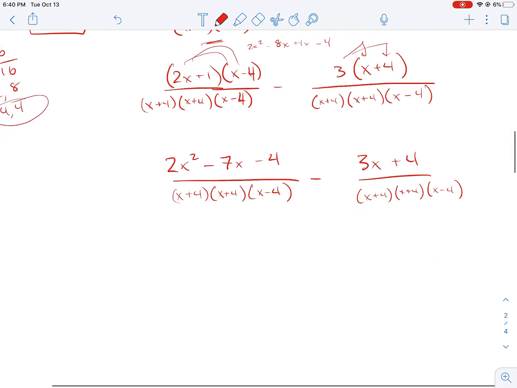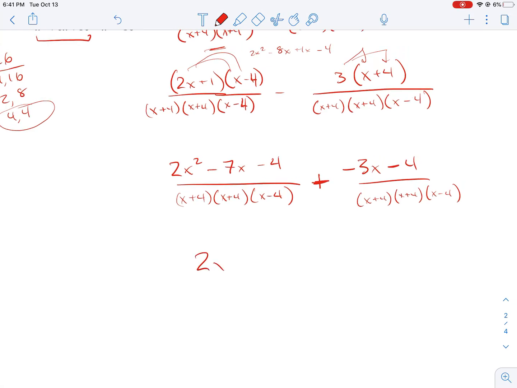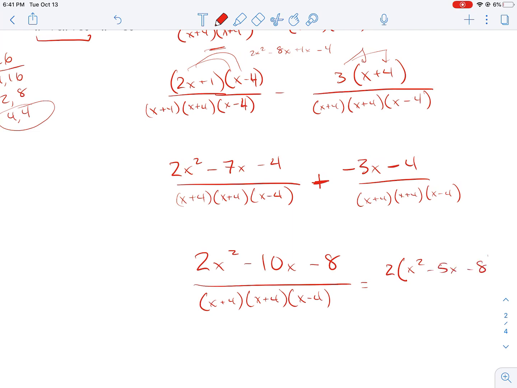Now we're ready to combine like terms. What I'm going to do first is distribute this negative sign. So I'm going to change all the signs in here. I change this to a plus, and I change everything to a minus. Now let's put some things together. 2x squared minus 10x, and a negative 4 and negative 4 is a negative 8 all over. Let's take out a GCF here. So x squared minus 5x minus 8.